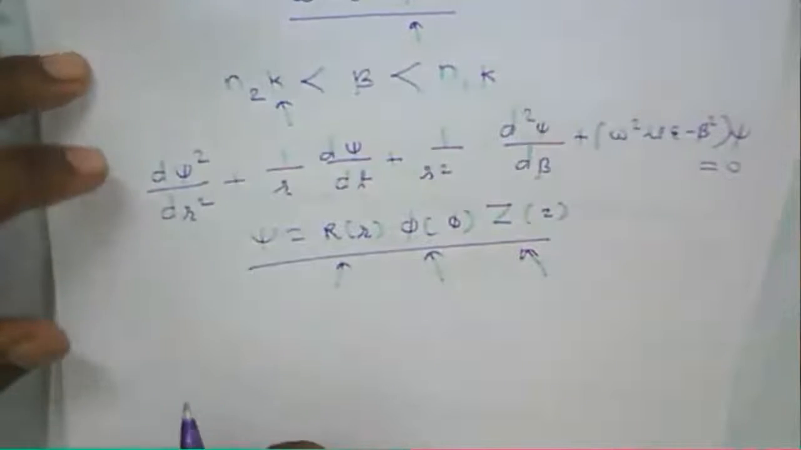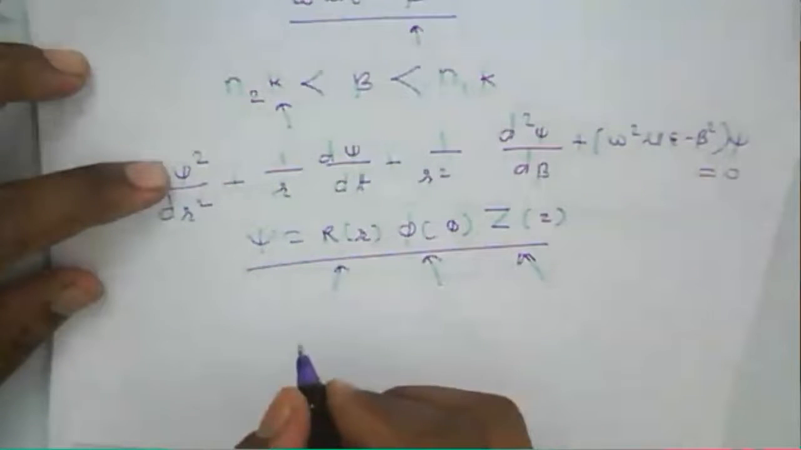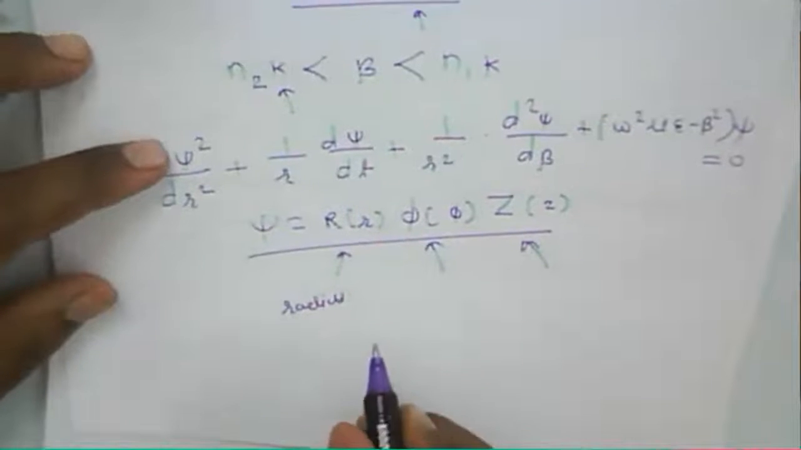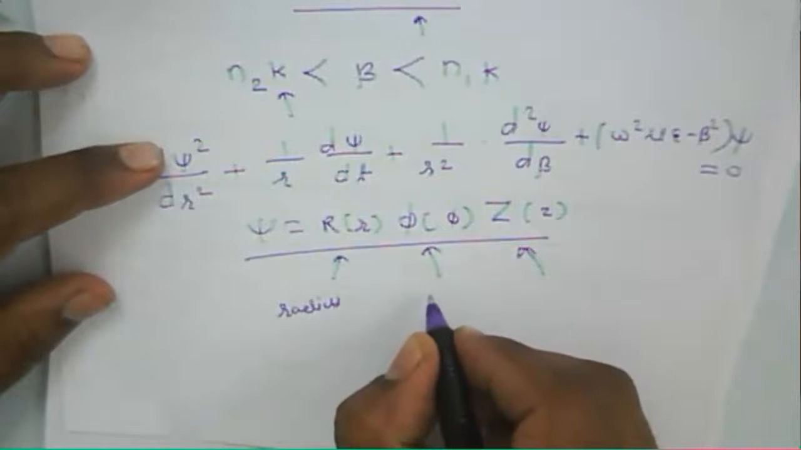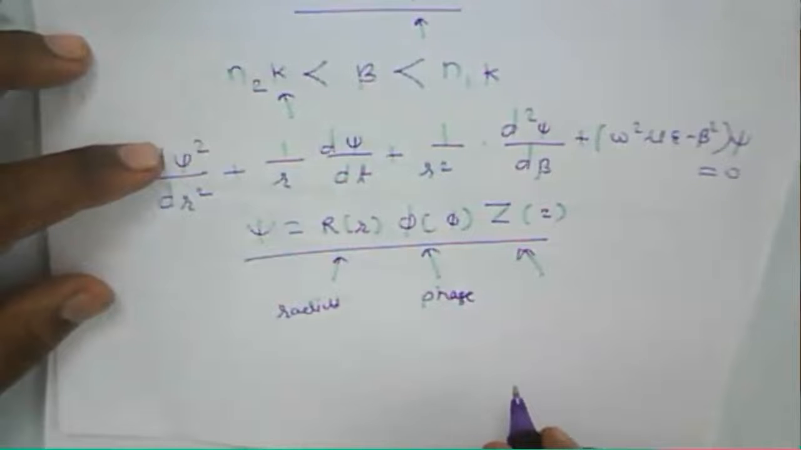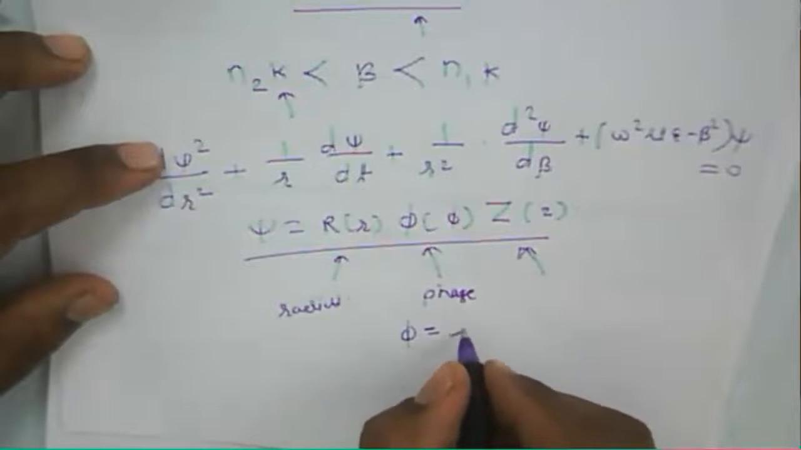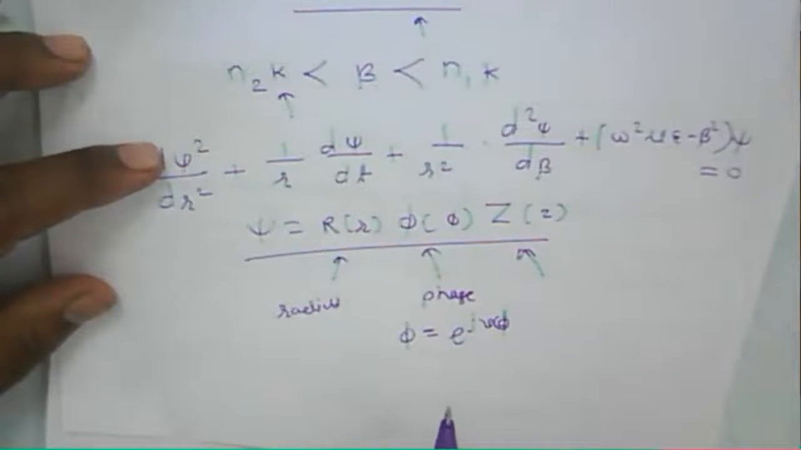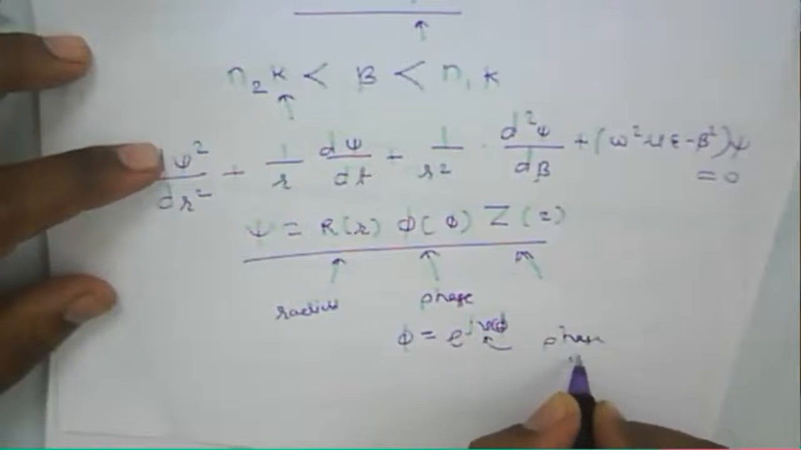Now these are the three particular components of a wave, and one component, if you see here, defines the radius of the cylinder. It is defining the radius of the cylinder, and this defines the phase as per the cylindrical one. If you solve this particular phase, it is nothing but e raised to j, whatever the phase we have. So we can write here, and this is nothing but the phase integer.